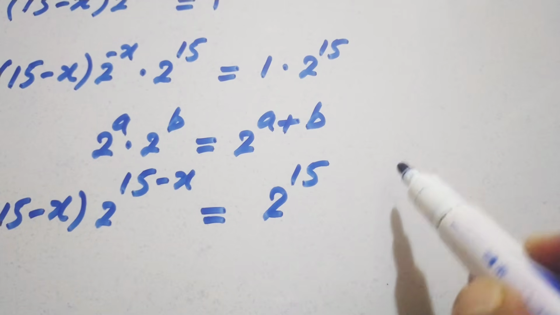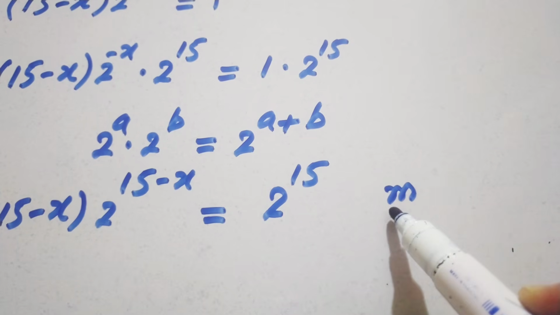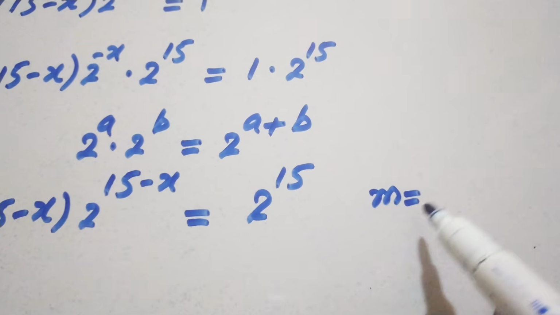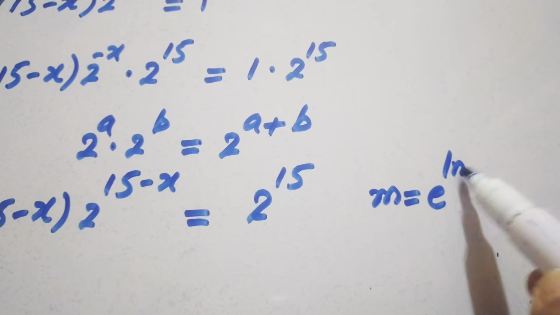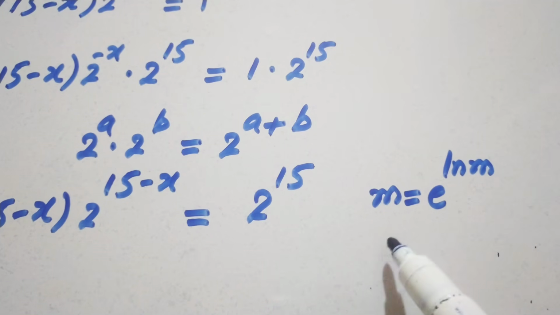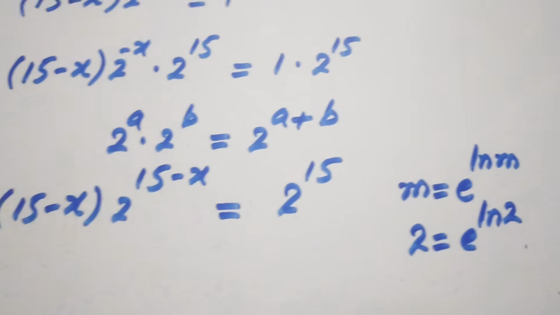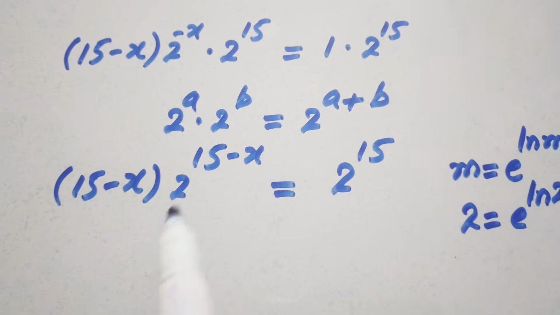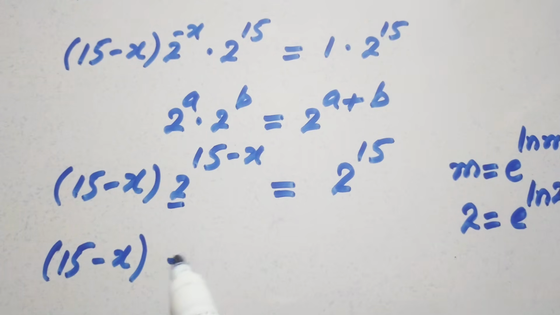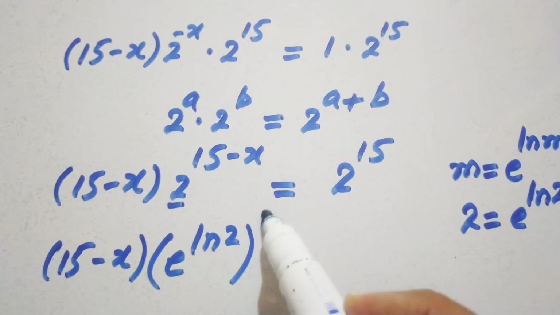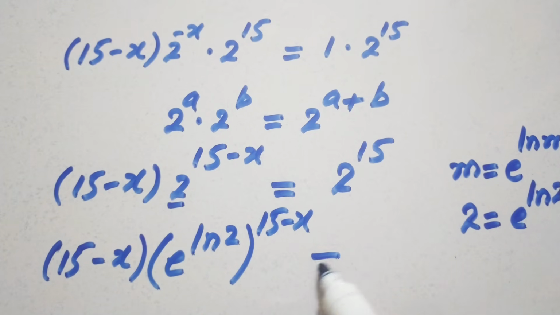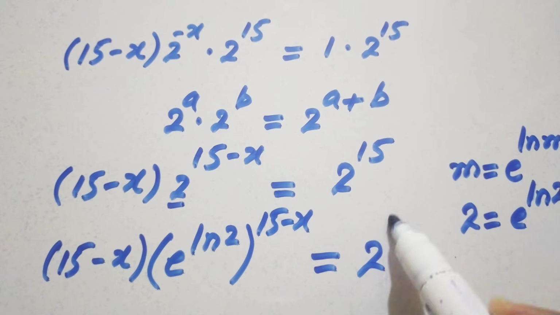Now if we have m, we can write this m as e power natural log of m, or 2 is equal to e power natural log of 2. So by replacing 2, we can write this 2 as e power natural log of 2 and this whole power 15 minus x. This all thing is equal to 2 power 15.